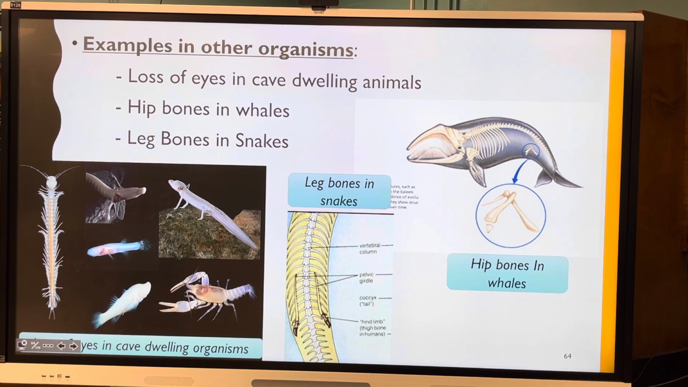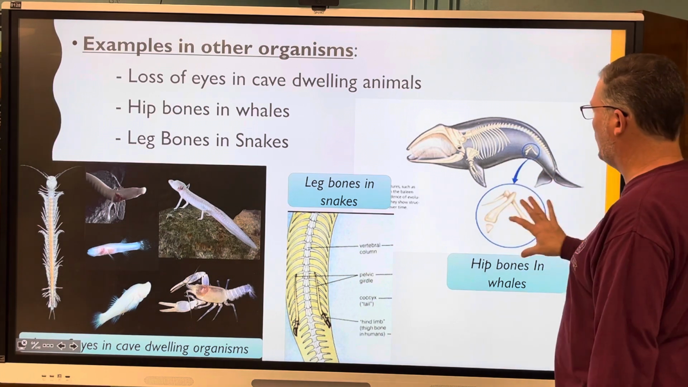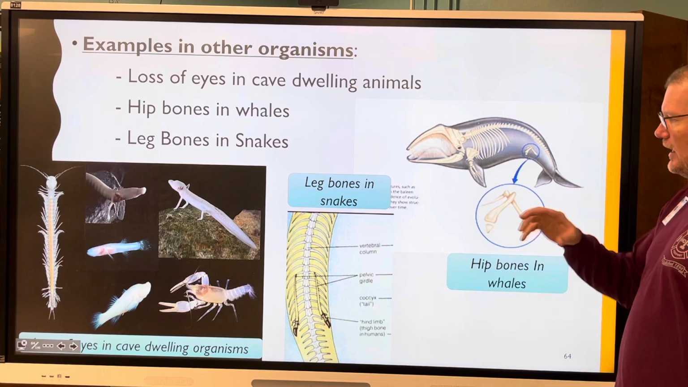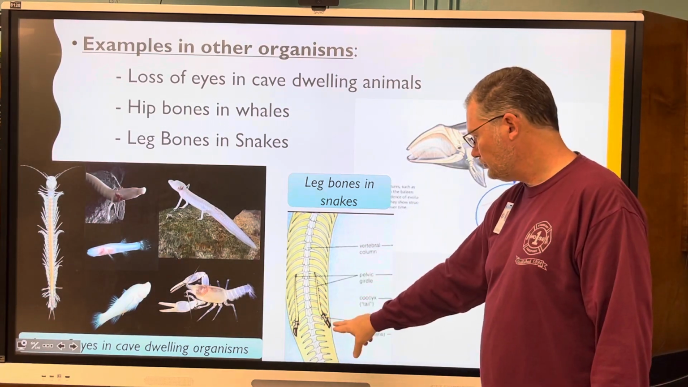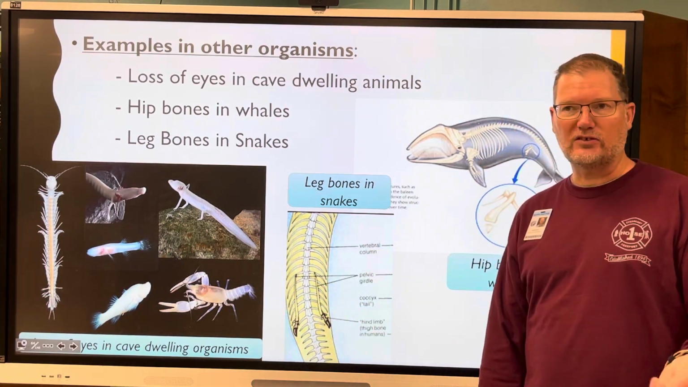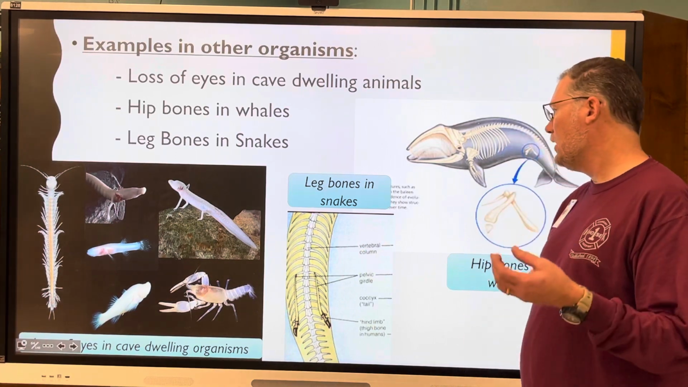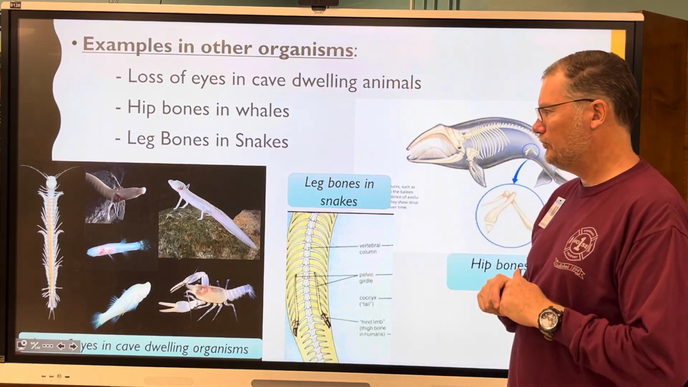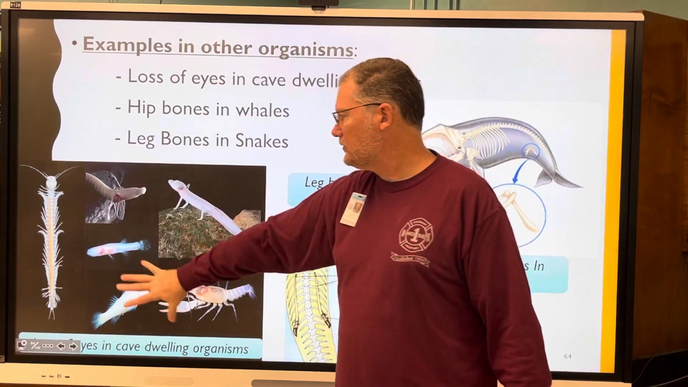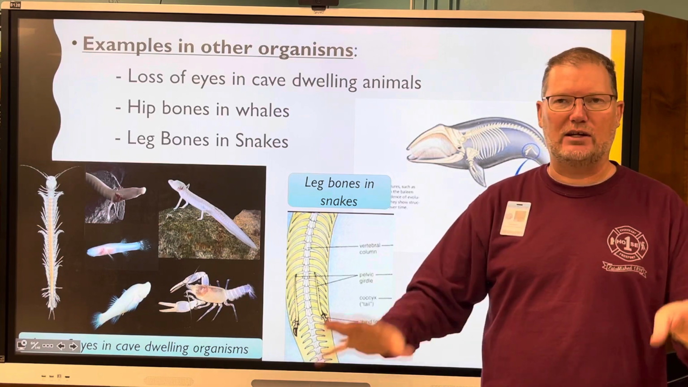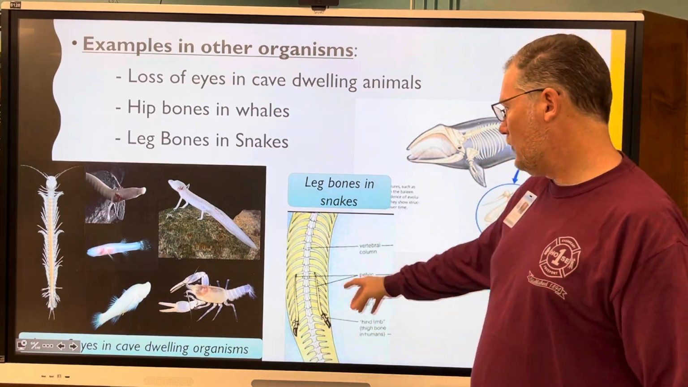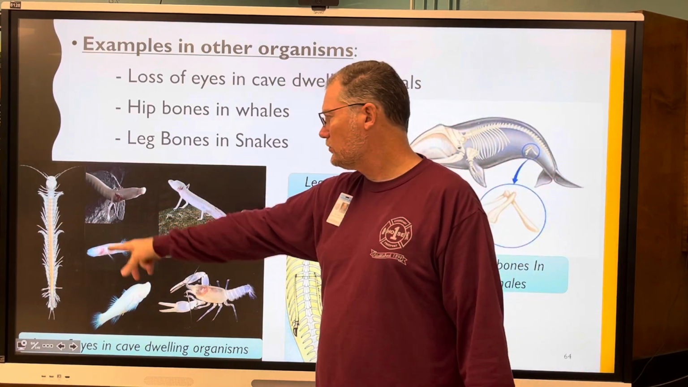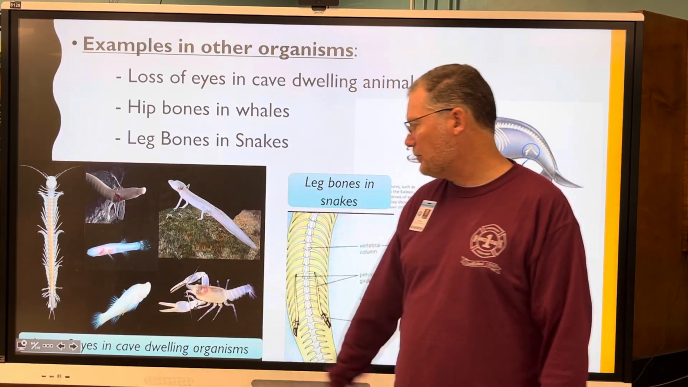So other organisms, we talked about these, the whale hip bones. This was a red circle in all of our notes in the last set. Leg bones in snakes. Once in a while, some snakes, like boa constrictors, I believe, will be born with little tiny limb buds. And then, of course, eyes left over, they don't need eyes in a cave. So you often will get blind organisms, blind fish, blind salamanders, millipedes, and lobsters, or crayfish.